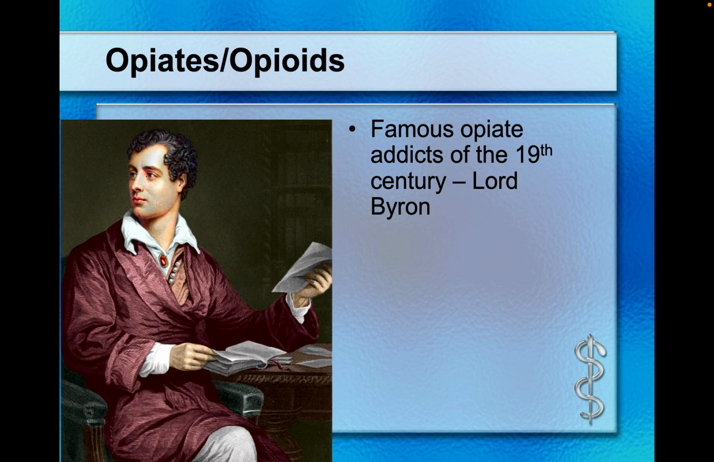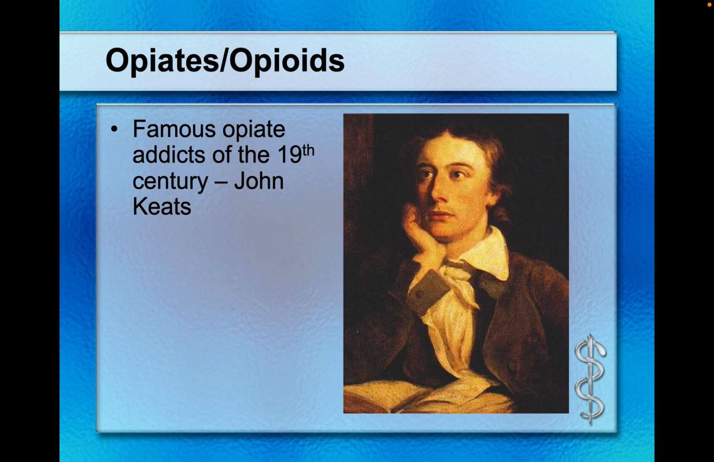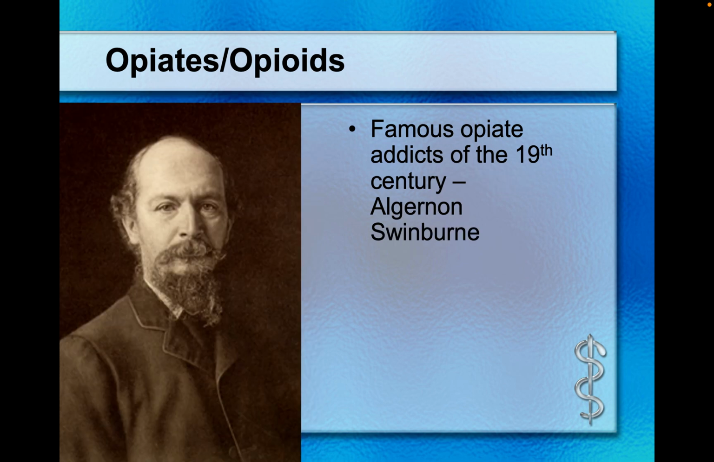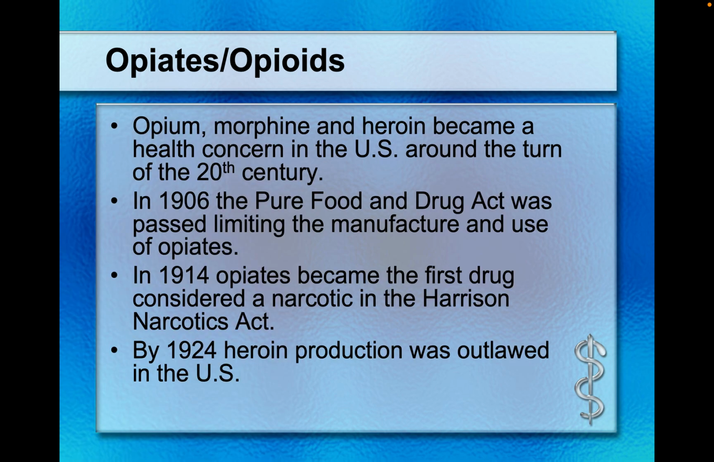Lord Byron was from England. He was a poet as well. John Keats was a poet also. He was an opium addict from England. Edgar Allan Poe, the famous author, was an American, of course. Algernon Swinburne was an author and a poet from England.